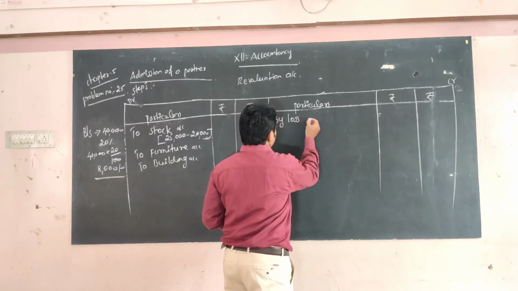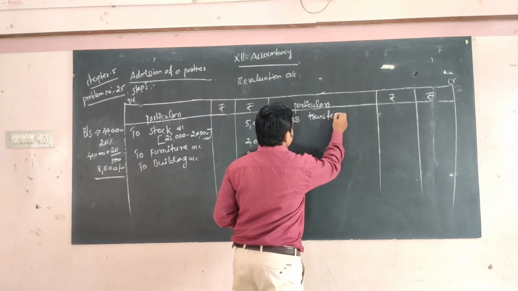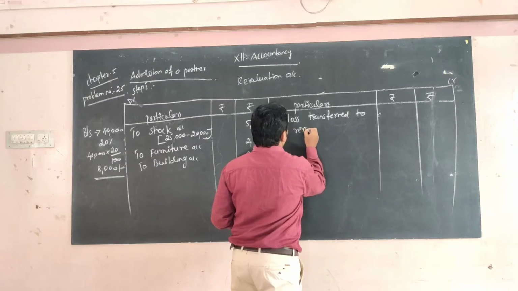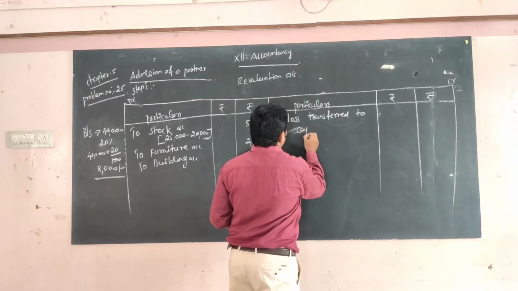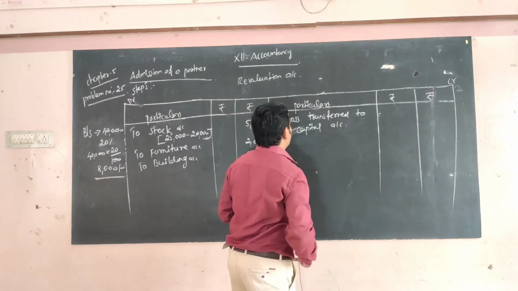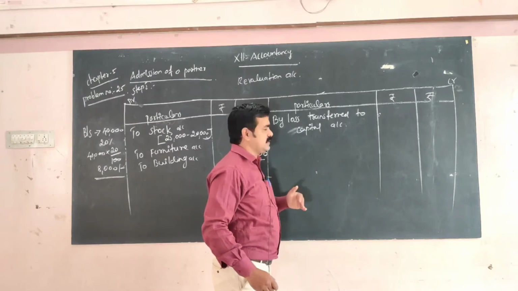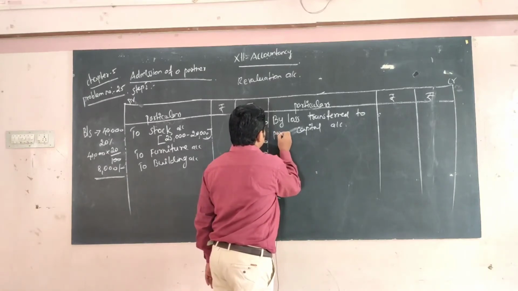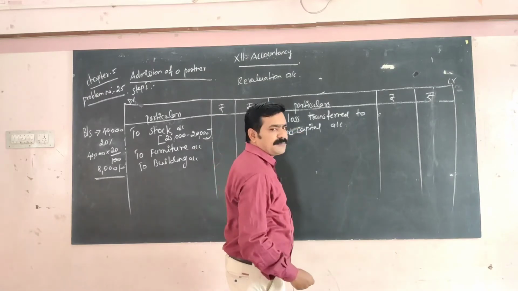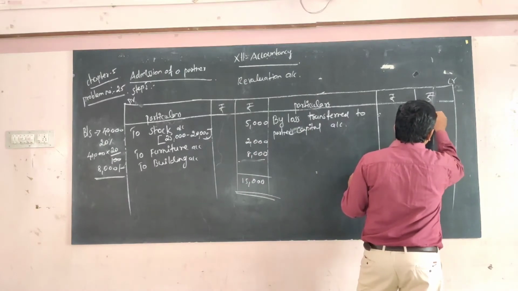By loss transferred to capital account. The loss amount is transferred to the capital account, the partners' capital accounts. Okay, 15,000, the partners' capital 15,000.